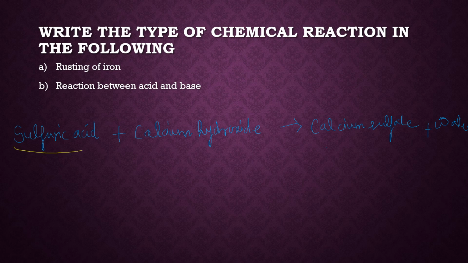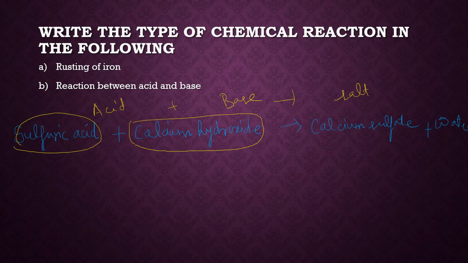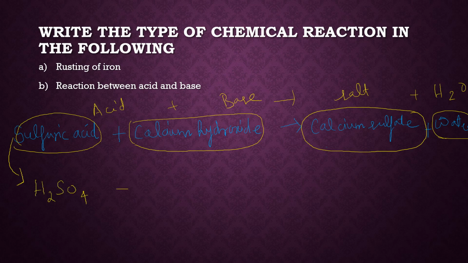So here sulfuric acid is the acid and calcium hydroxide is the base. When acid and base react together, it forms a salt. So this calcium sulfate is a salt and this is just water. Now we have to convert this word equation into a chemical equation. We know the formula for sulfuric acid is H2SO4 plus calcium hydroxide, which is Ca(OH)2. A base will always form OH, hydroxide ions, and an acid will always form H plus ions.